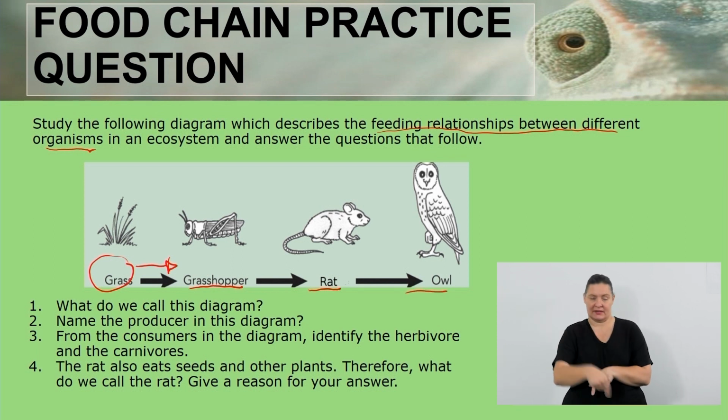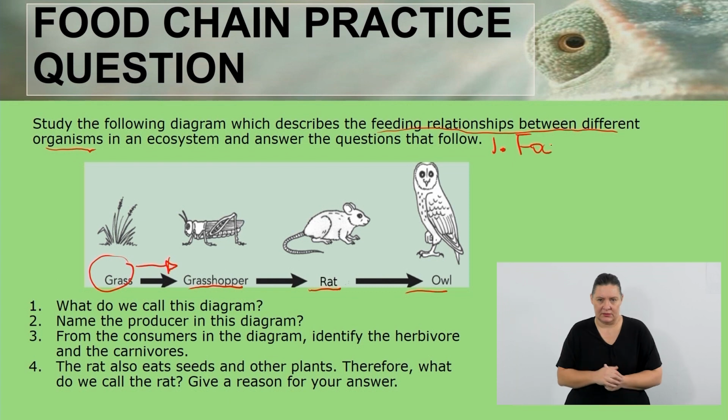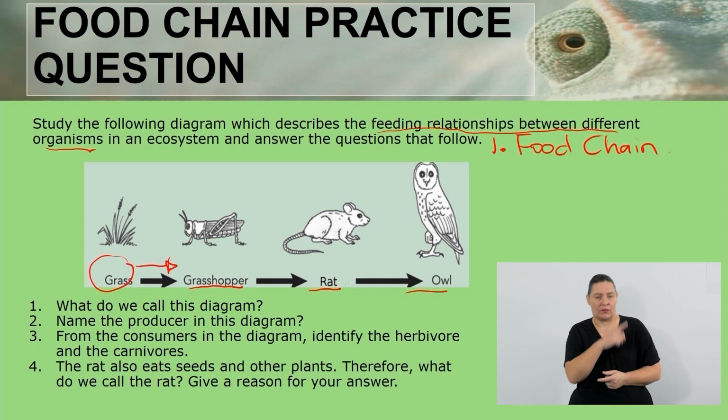Right, we have looked at our picture. Now let's just jump into our question. The first one says, what do we call this diagram? That is the first question that we have. So the transfer of energy from one organism to the next, we said it is called a food chain. Very good. That is what we call this diagram.